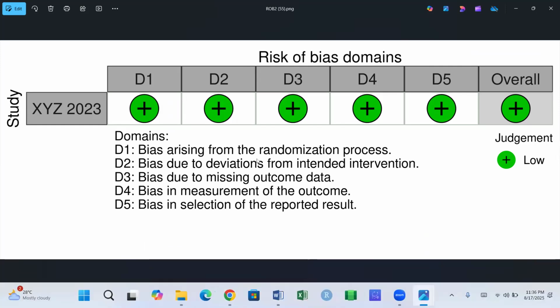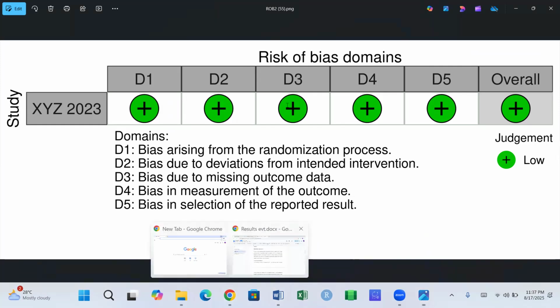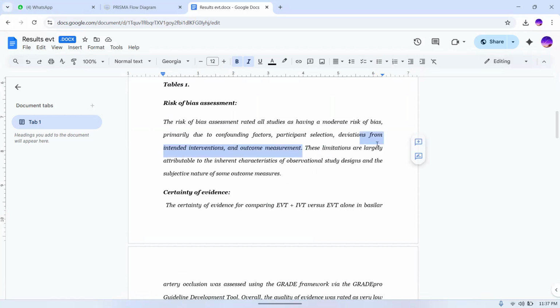And yes, for example, a study is rated as some concerns or high risk and it is due to a solid reason. For example, in a study D1 is high, and you know that D1 is high because we couldn't conceal the study. Concealment wasn't possible because of the study design, the nature of the intervention. So in that case, we would write at the end, just to make our stance clear, that these limitations are largely because of the inherent characteristics.